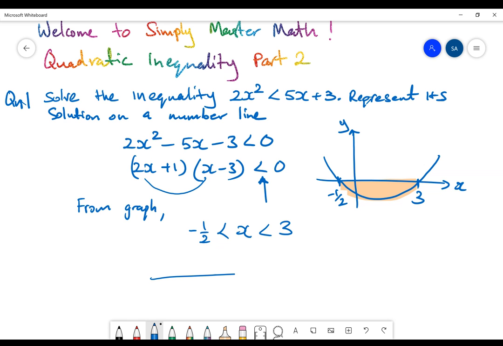And how you would put this on a number line would be like this. Put in minus half, put in your number line. There is no equal sign here, so you can leave it as a hollow circle and join them together. This means the solution lies between minus half and 3, not inclusive of the answer minus half and 3 itself.